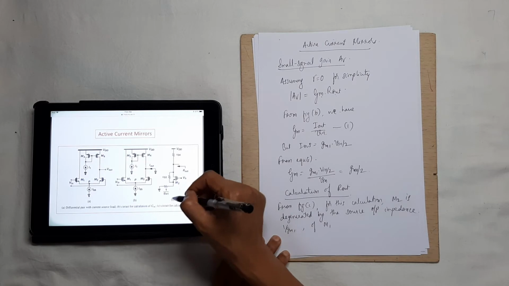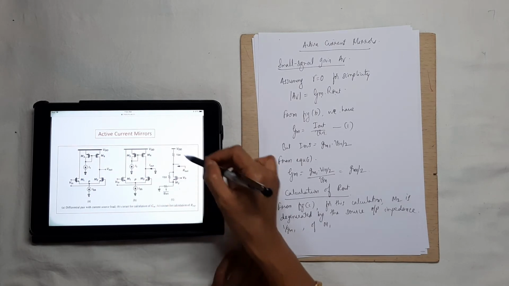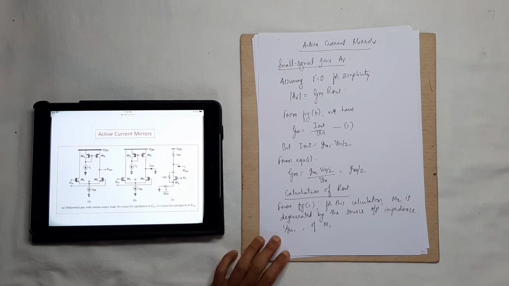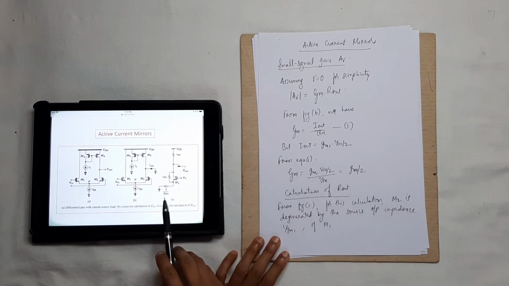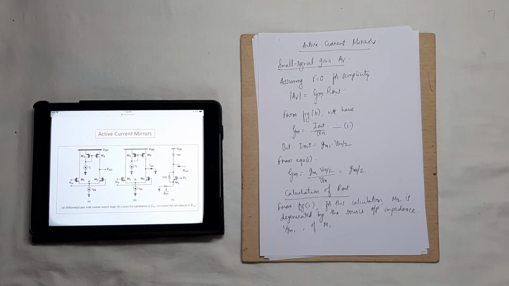See, the equivalent circuit for this particular figure is this one. This is nothing but common source stage with a degeneration. M2 is degenerated by the source output impedance, that is 1 upon Gm1. This is with respect to the M1. So this M1 output impedance is 1 upon Gm1 and that is connected to the source of the transistor M2. Now we need to apply the equation of common source stage with the degeneration.